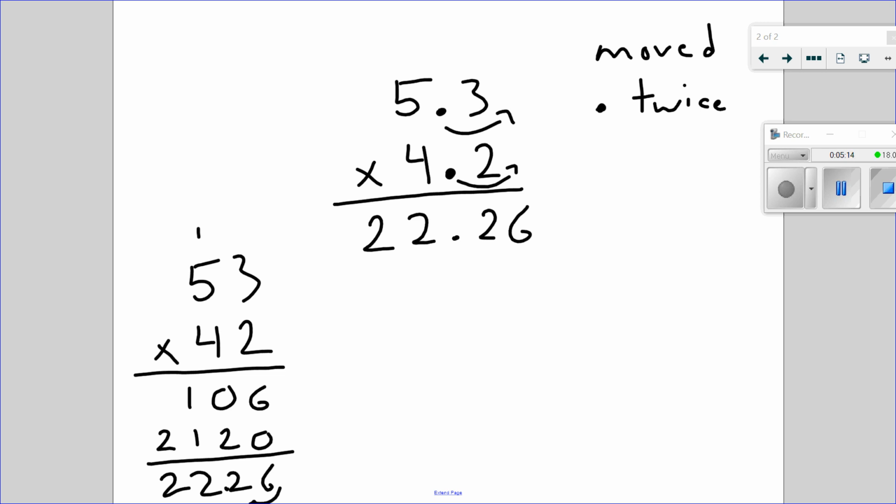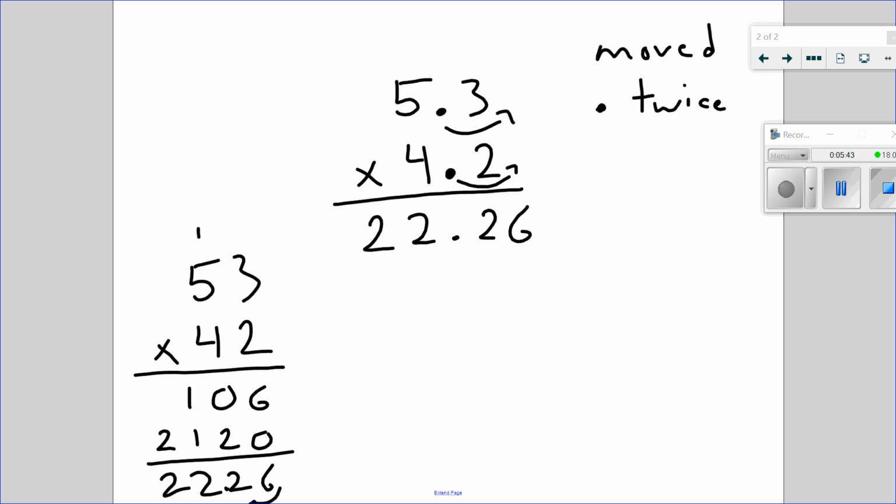Now I can estimate to prove that this is right to myself by just pretending that those decimals don't exist. What if it's just 5 times 4? 5 times 4 is 20, so 5 and a little bit times 4 and a little bit should be a little bit more than 20. 22 and 26/100 is a little bit more than 20, so I can be pretty confident in my answer here. I moved the decimal away, I solved the problem, I moved it back exactly as far as I moved it to start. That'll work for you, no problem.